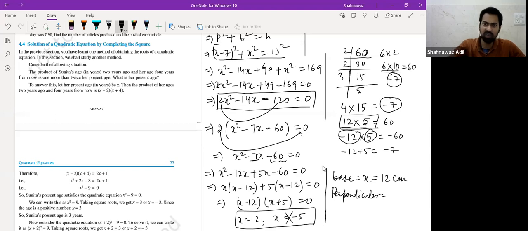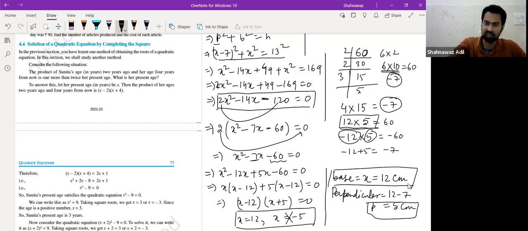This is 13 minus what? x minus 7. So 12 minus 7, which is 5. 5 centimeter. Right, so perpendicular is 5 centimeter, base is 12 centimeter, right?